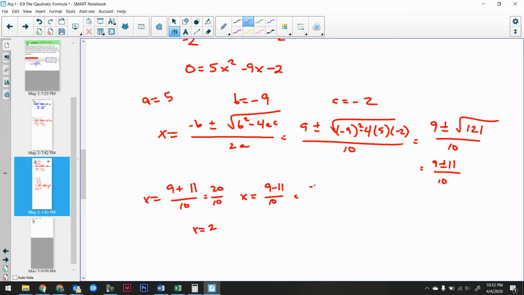9 minus 11 is negative 2 over 10, which is negative 1/5. What's negative 1/5 as a decimal? That's negative 0.2. Okay. All right. Let's keep it moving.